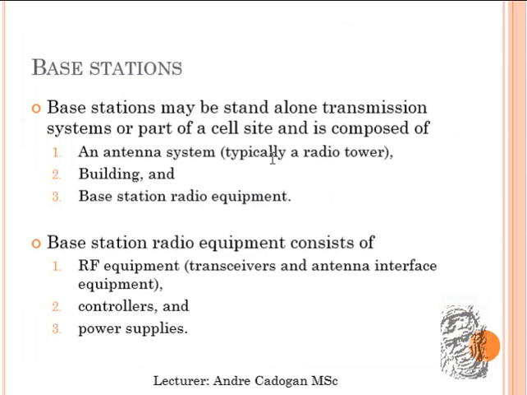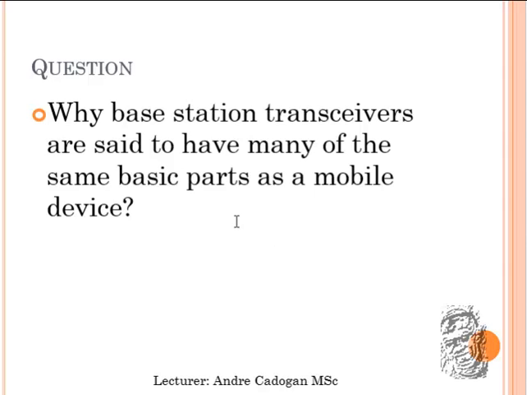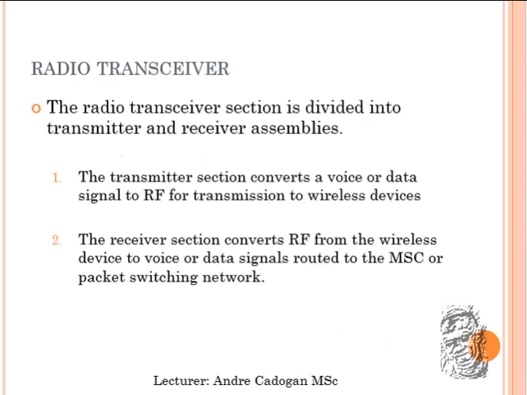With base stations, we're going to talk about antenna systems connected to buildings, and base station radio equipment, in terms of RF equipment, transceivers and antenna interface equipment. We have controllers too, and the power supplies. All these base stations may be standalone transmission systems or parts of a cellular site, and are composed of the parts that were just identified. And the question is, why are base station transceivers said to have many of the same basic parts as a mobile device? Because it's very simple. They have radio transmitter and receiver assemblies.